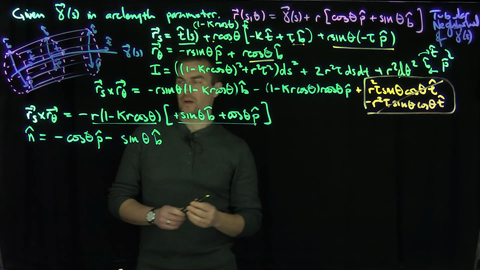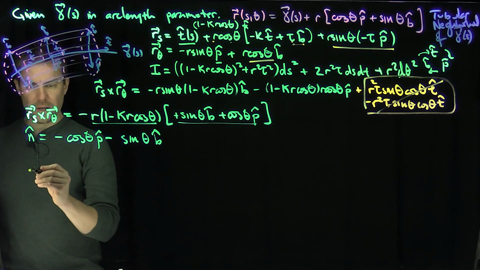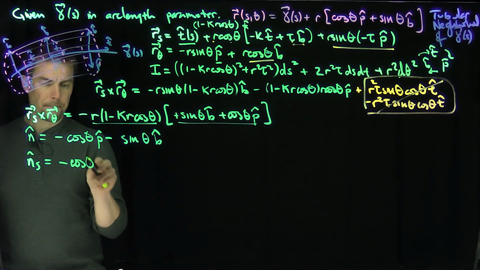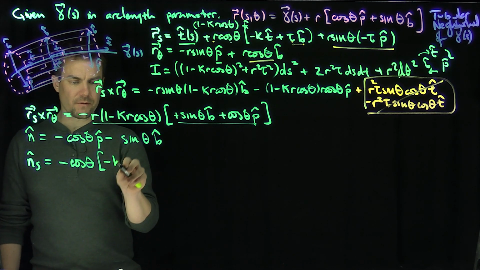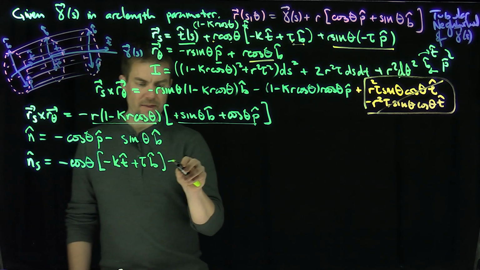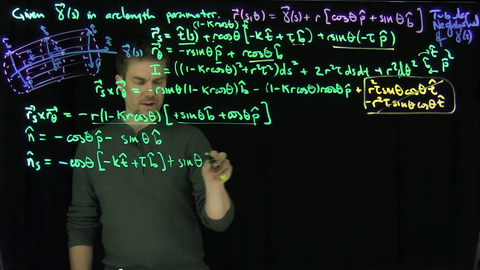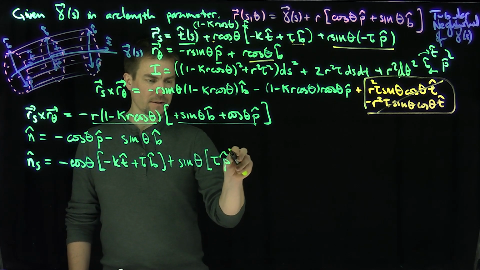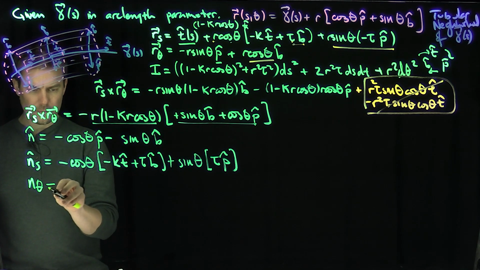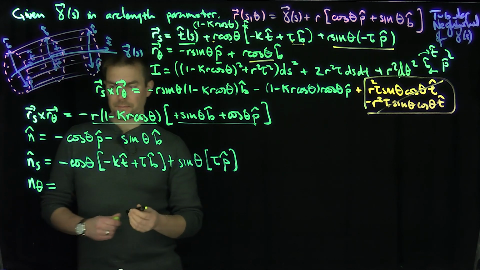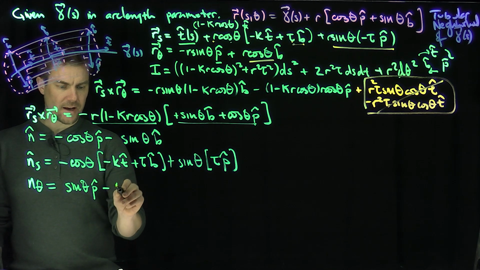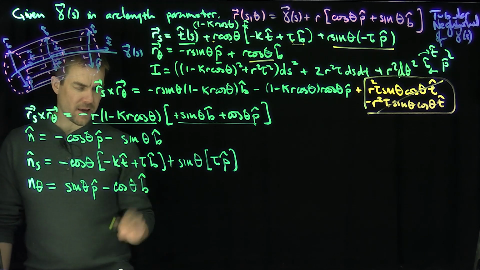Okay, excellent. And so now let's do ns. So what will ns be? So ns is going to be negative cosine of theta. And then Frenet-Serret is going to be negative curvature t hat plus torsion b hat. And then negative sine theta, I'm going to turn that into a positive because I know that Frenet-Serret is going to be a negative tau p hat by Frenet-Serret. What's my n theta going to be? My n theta is going to be what? My n theta is going to be a sine theta p hat and negative cosine theta b hat, like that.